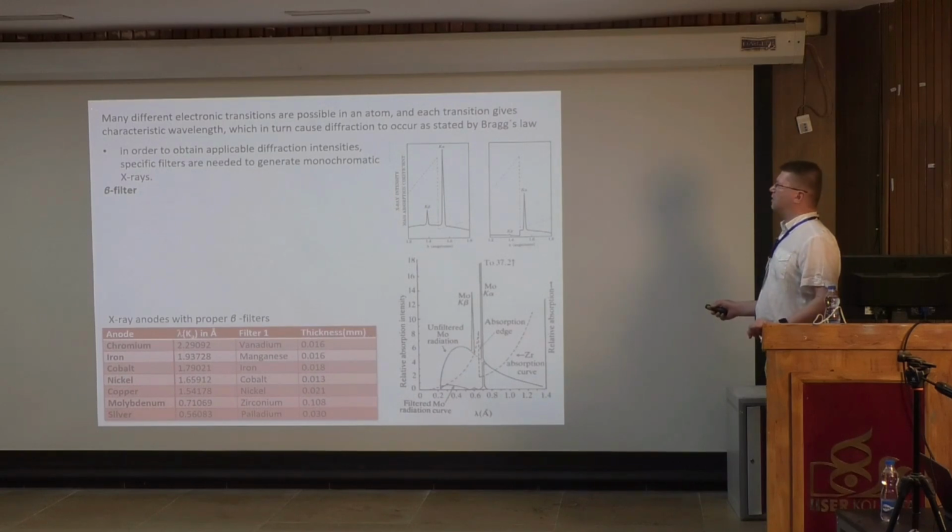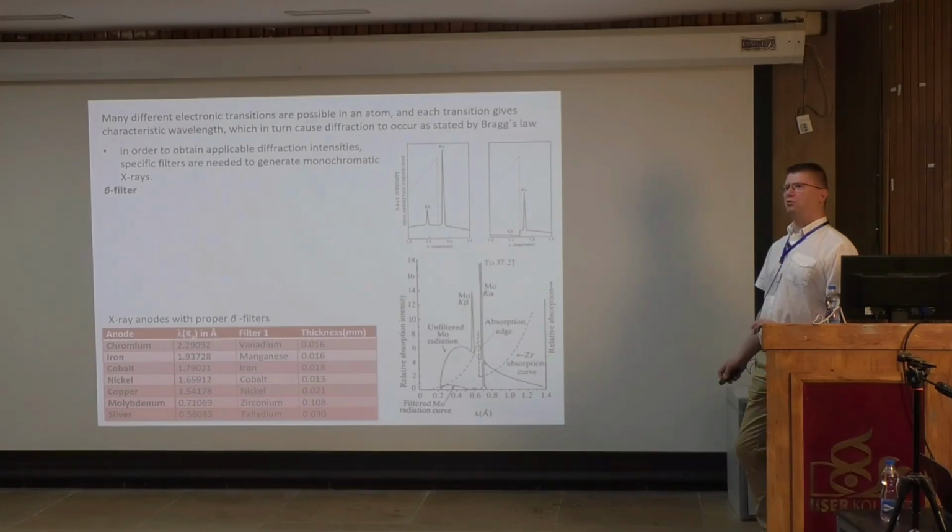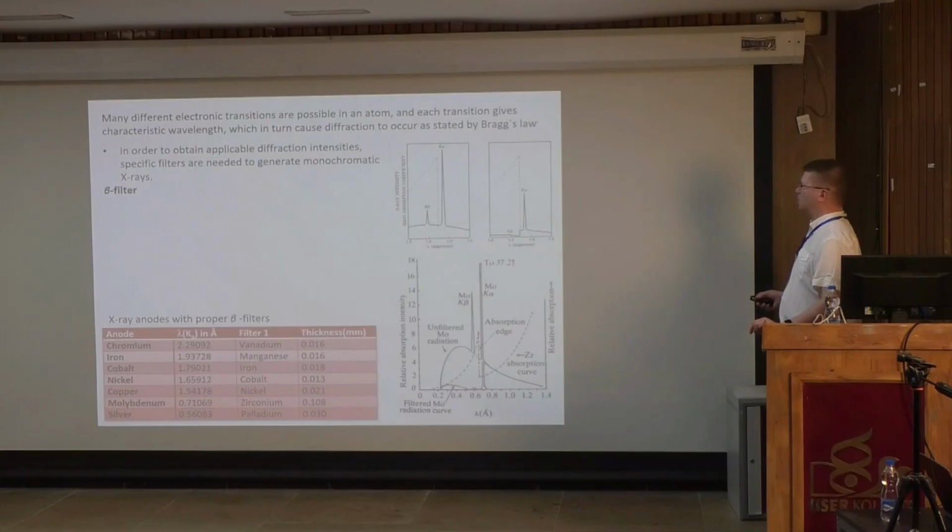Now, the point there is that we have many transitions possible, but we want to control that with the power. Look here, this is the radiation, and we have the two spikes, beta and alpha. What we want to do is remove everything else. We need one radiation only, and this is what we are doing.